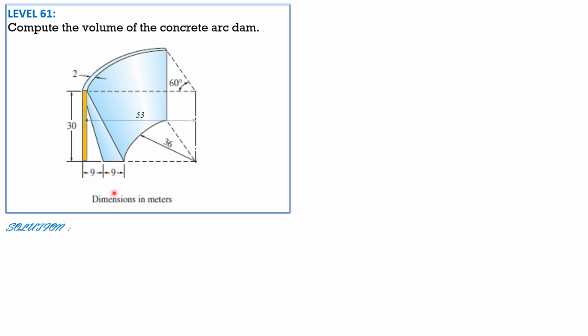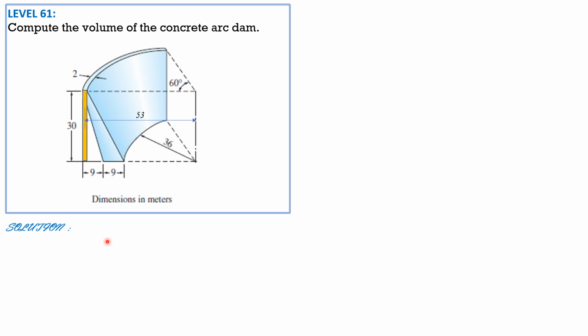So this is 53. 36 plus 18 is 54. Since the thickness is 2 meters, the centroid is 1 meter from the left. So 54 minus 1 is 53 meters.